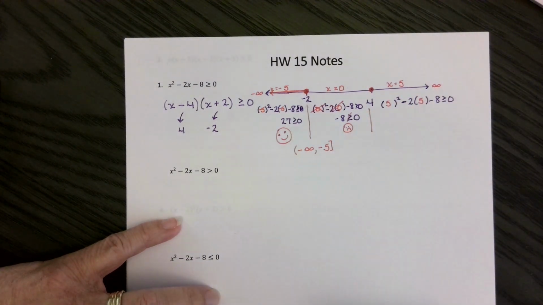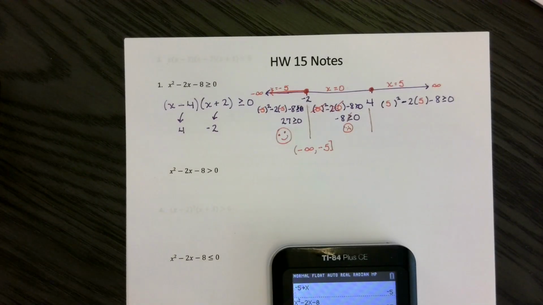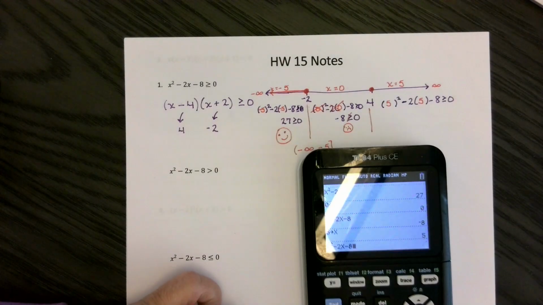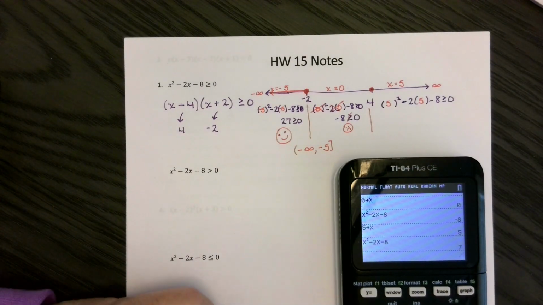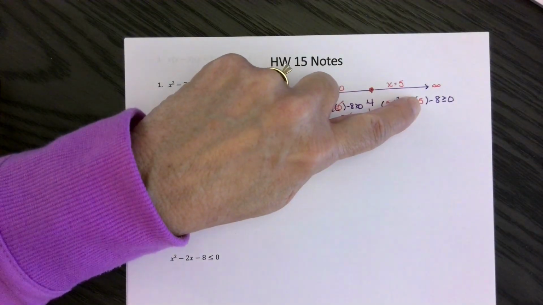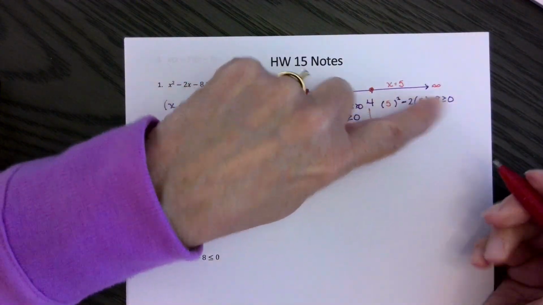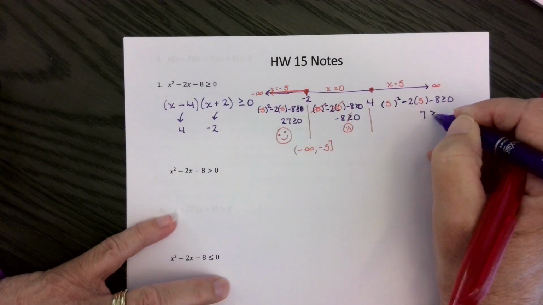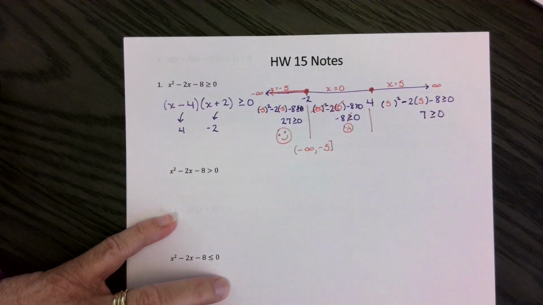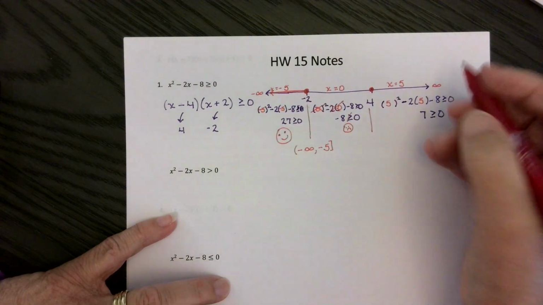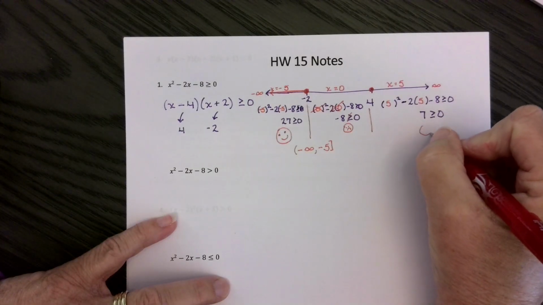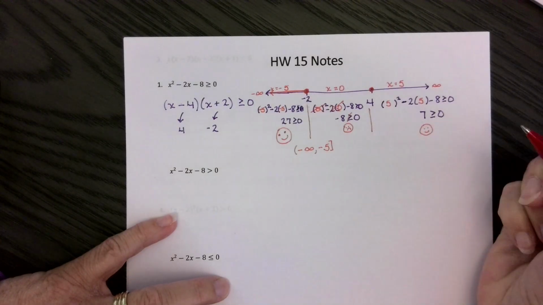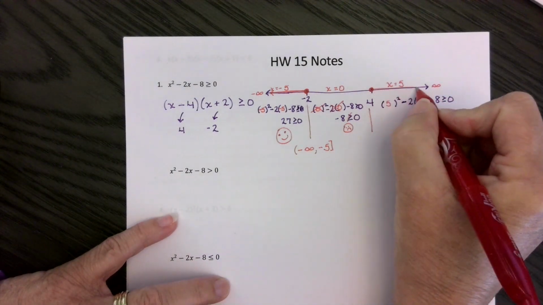Okay, so 5 store x, bring it back up, and you're going to get 7 because this is 25 minus 10, that gives us 15, minus 8 gives us 7. So we get 7 on the left is greater than or equal to 0. That is a true statement. So I'm going to put a smiley face. So it works. So it's all of these numbers.